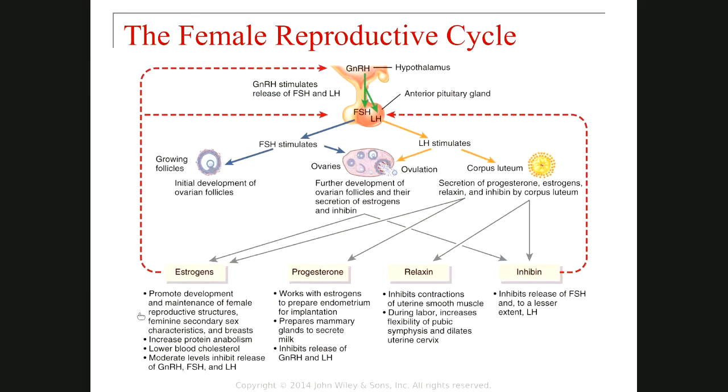The next hormone is called progesterone. The progesterone is secreted by the corpus luteum. It helps the estrogen to prepare and maintain the endometrium for implantation of the fertilized ovum and prepare the mammary glands for milk secretion.